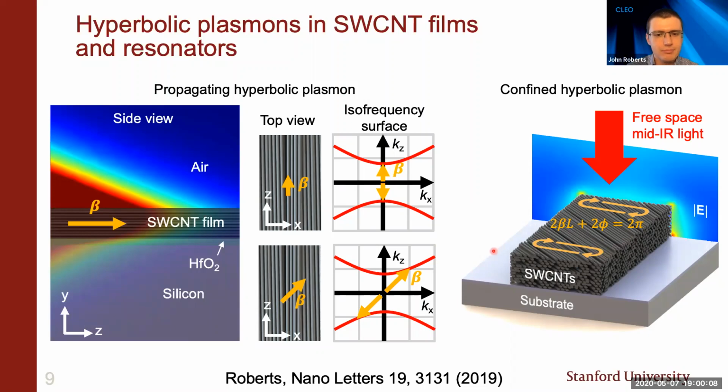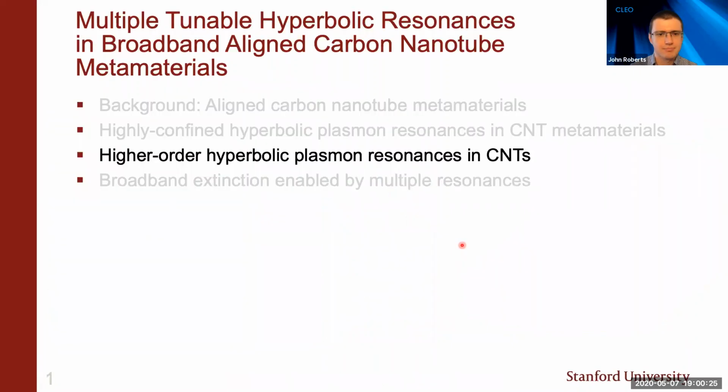So then the way we understand the redshift that we see in the experimental spectra is that the redshift occurs because at off-normal cut angles, we're accessing high K points of the hyperbolic isofrequency surface, and the ribbons become resonant at more deeply sub-wavelength scales.